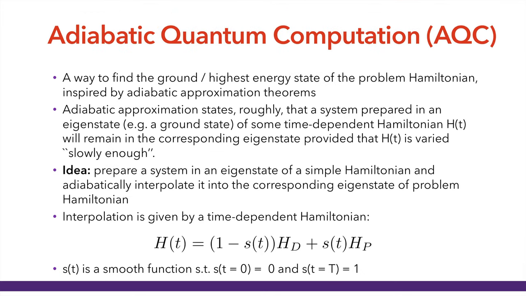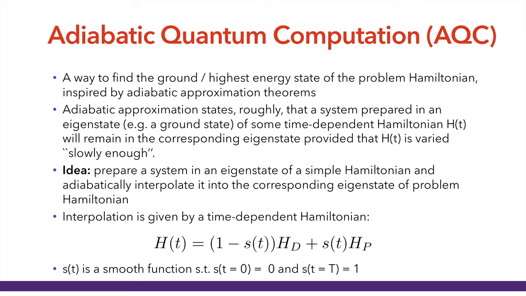So what is adiabatic quantum computation? The idea is that we want to find the ground or highest energy eigenstate of some problem Hamiltonian by performing adiabatic evolution from an eigenstate of some simple Hamiltonian that we know how to prepare. What it leverages is the adiabatic approximation theorem, which states roughly that a system prepared in an eigenstate of some time-dependent Hamiltonian will remain in the corresponding eigenstate, provided that we perform the change, quote unquote, slowly enough. So we use a time-dependent Hamiltonian where we start with some simple Hamiltonian, H_D, and then smoothly change it into the problem Hamiltonian, H_B.